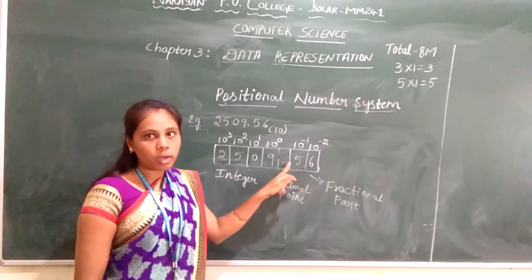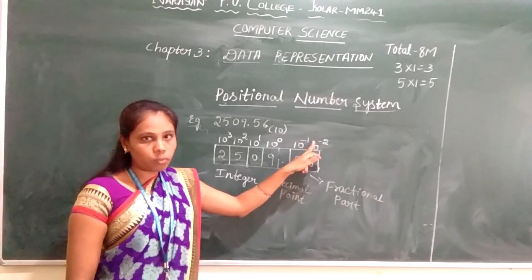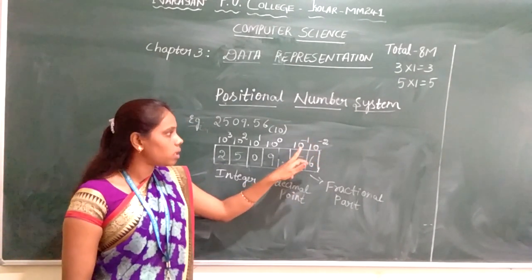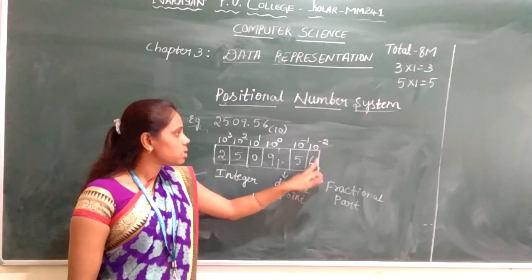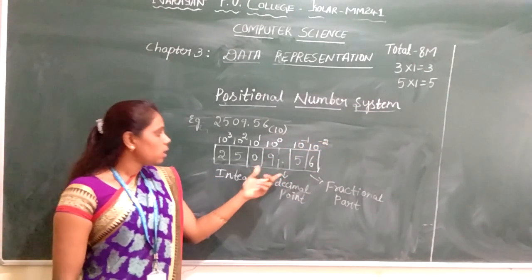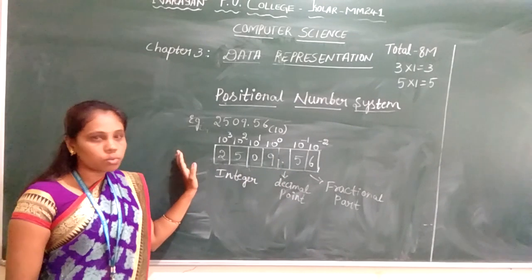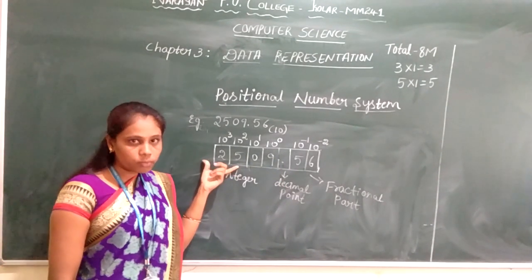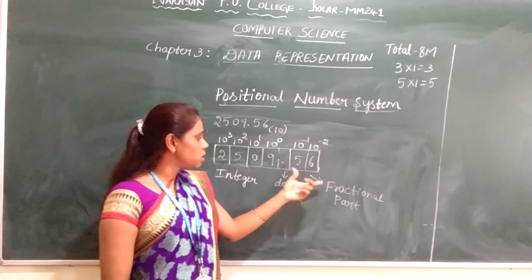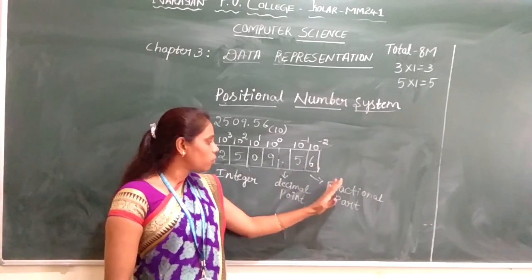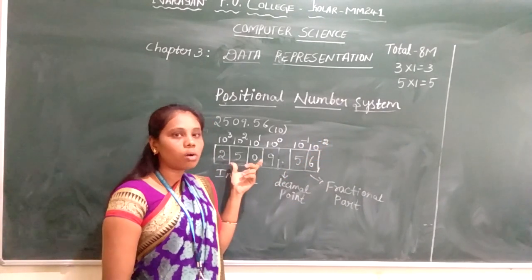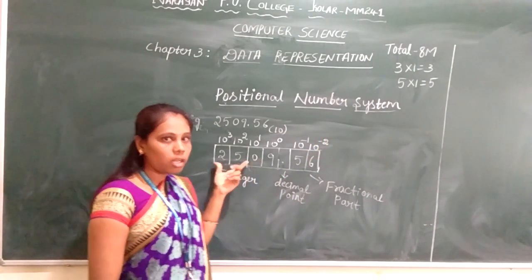After this decimal point, the powers vary through negative values. So 5 has a power of -1, that is 10 power -1, and 6 has a power of -2, that is 10 power -2. Any digit which appears towards the left of the decimal point has a positive power of 10, and the digits which appear towards the right of the decimal point have negative powers of 10. So we'll see how this can be written in a mathematical form.